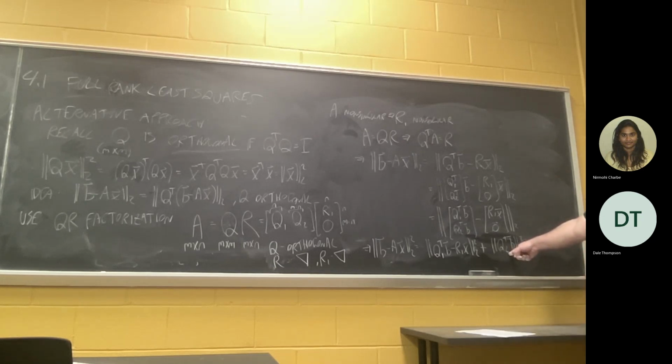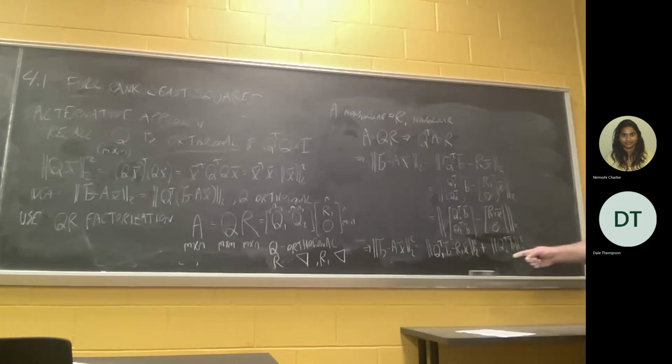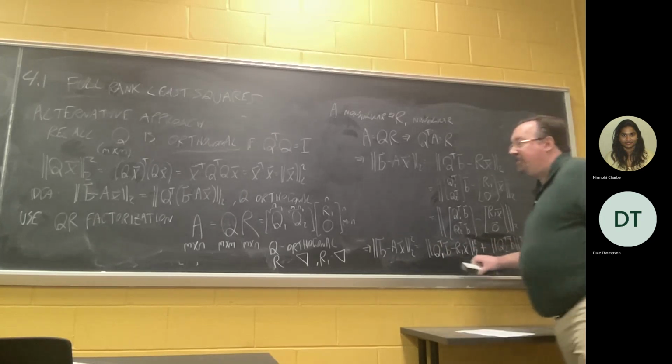This part doesn't even depend on X. That just is what it is. So unless B happens to be in the range of A, we're going to have this non-zero part that we can't do anything about. What about this? Here we can, the idea is to find X so that this is as small as possible, but R1 is a square invertible matrix, and this is just some vector. So we now have a way to get X.